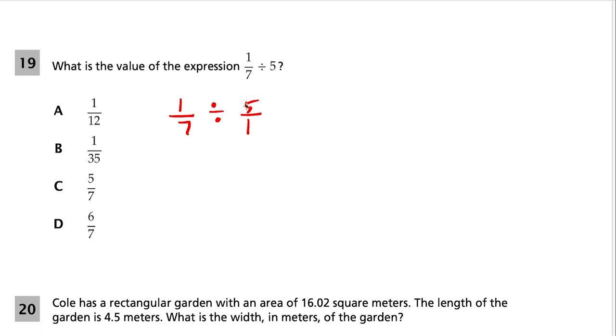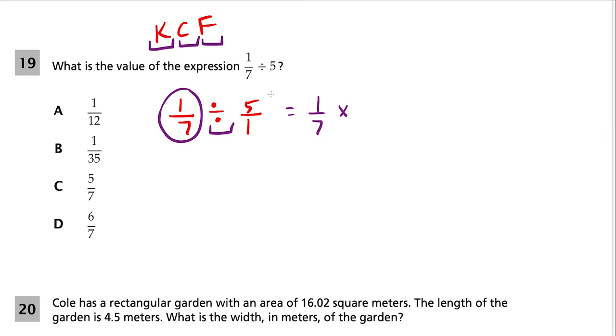So for this question here, we're dividing fractions, and we have 1/7 divided by 5, and I'm going to write this as 5 divided by 1. The reason being is that, once again, I want to use that technique, keep, change, flip, for dividing fractions. So we're going to keep the first thing, 1/7. Then we're going to change the operation to multiplication. And then we're going to flip this to 1/5.